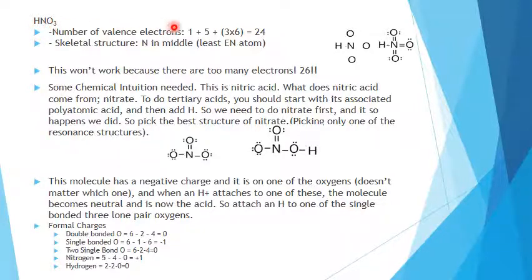So nitric acid: hydrogen has 1, nitrogen has 5, and each oxygen has 6. So it's 1 plus 5 plus 3 times 6, which is 24. And you make the skeletal structure, and then you give oxygen 2 lone pairs and two bonds, and you give the hydrogen 1 bond. Then you count them out. You got 2, 4, you got 8 around each oxygen and 2 here, and you got 26. Now wait a second. 24 and 26 don't match.